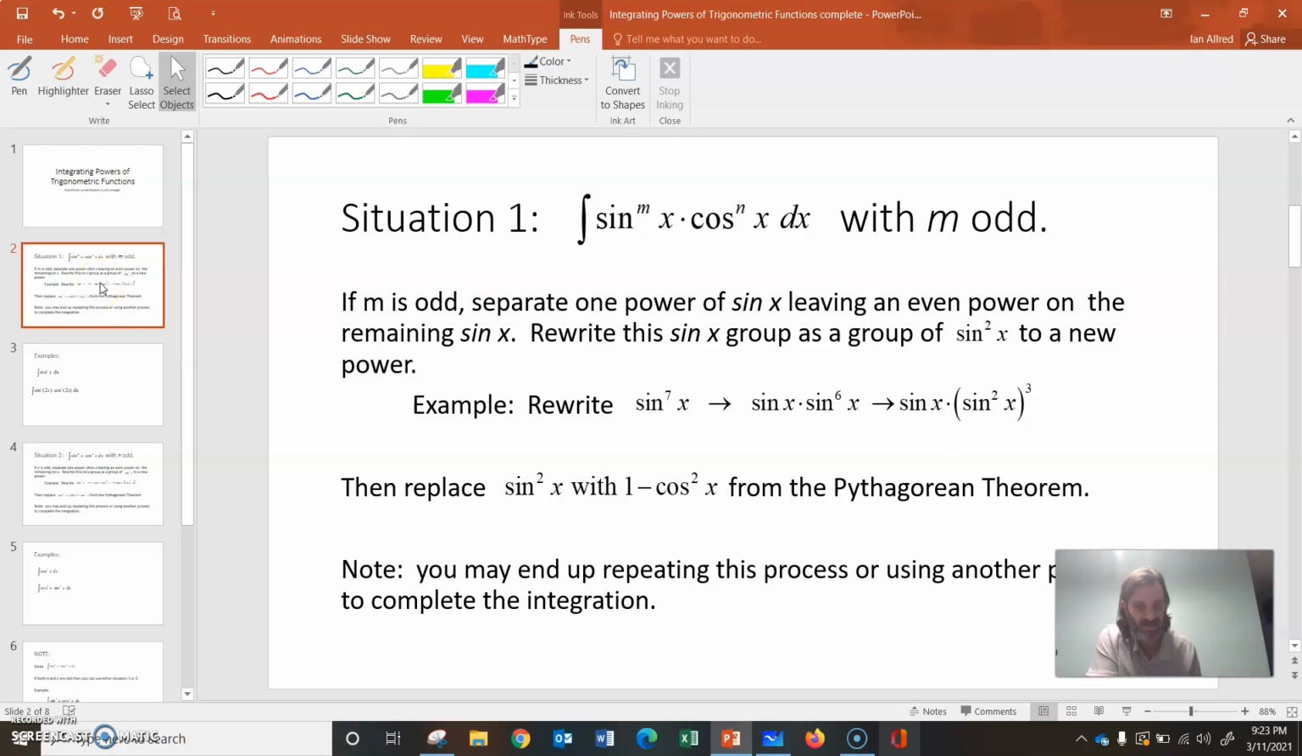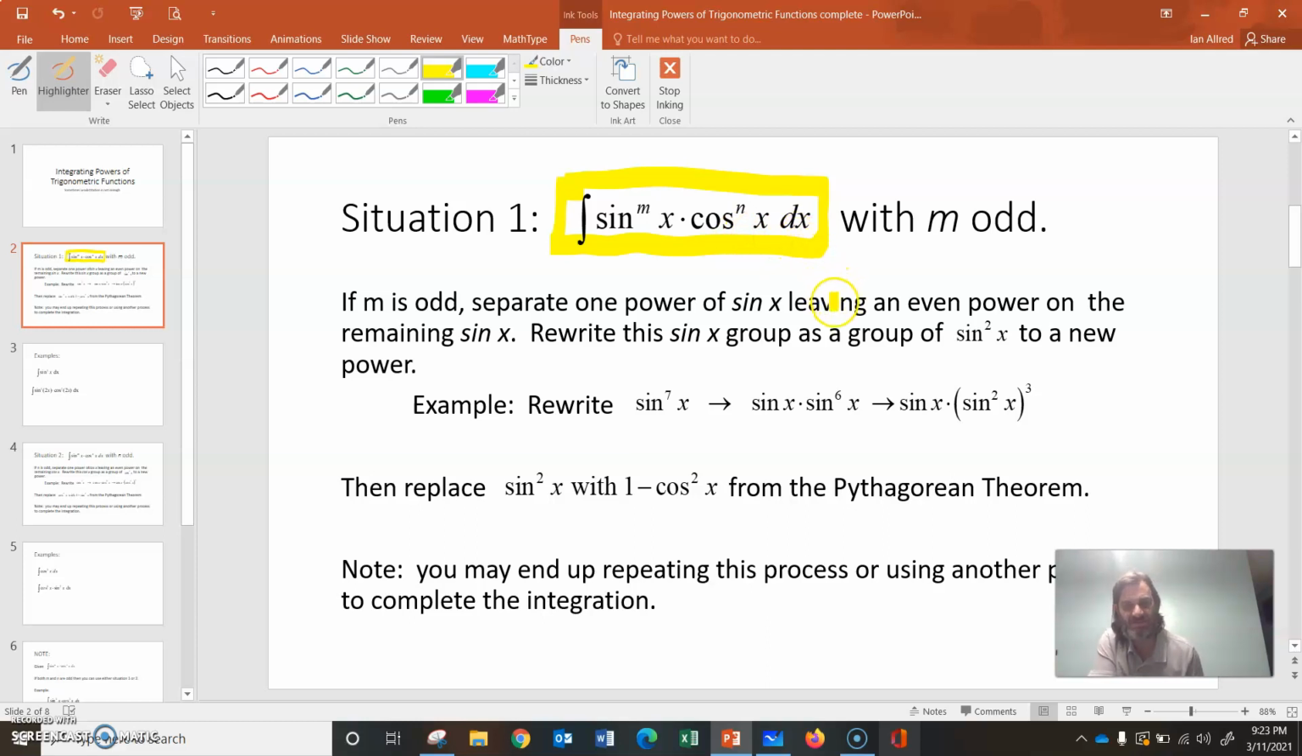So we're going to have a couple different scenarios. They're all going to come from kind of the same place. Right now, as we're starting out, we're starting out with integrals of sine to a power times cosine to a power. So I've got it written here as the integral of sine raised to the m of x times cosine raised to the n of x dx.